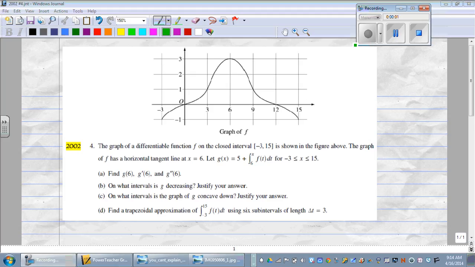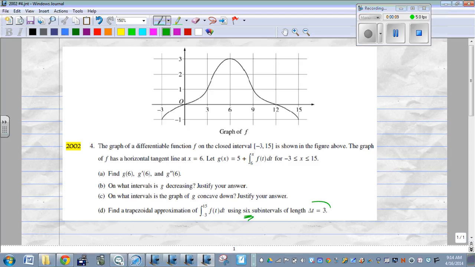Alright, last part. Find a trapezoidal approximation of the definite integral from -3 to 15 of f of t dt using 6 subintervals with a length of 3. Now, a lot of times when they ask you to do trapezoidal approximation, you usually don't have this many intervals. 6 intervals is usually 3 or 4.